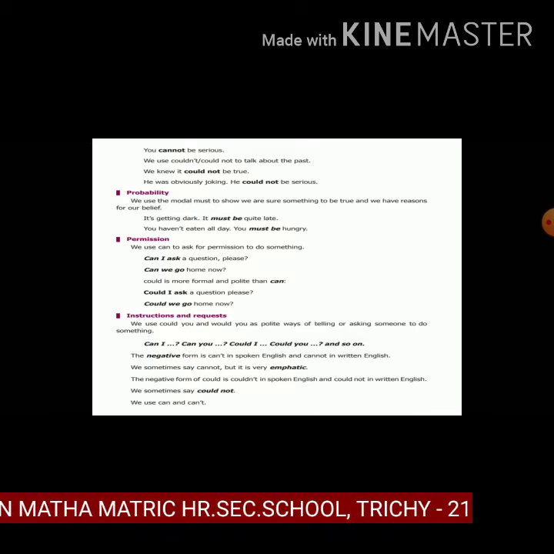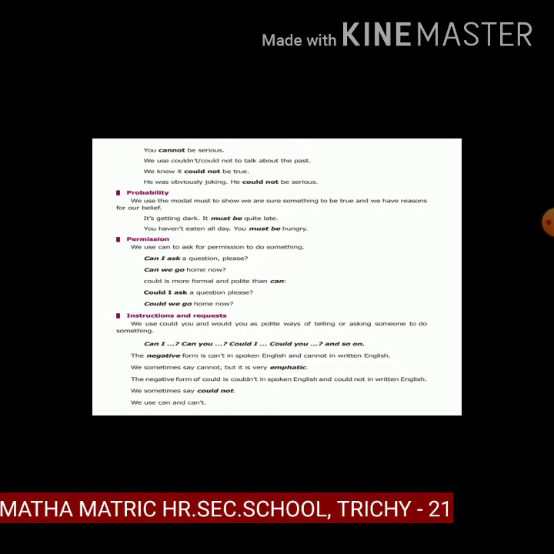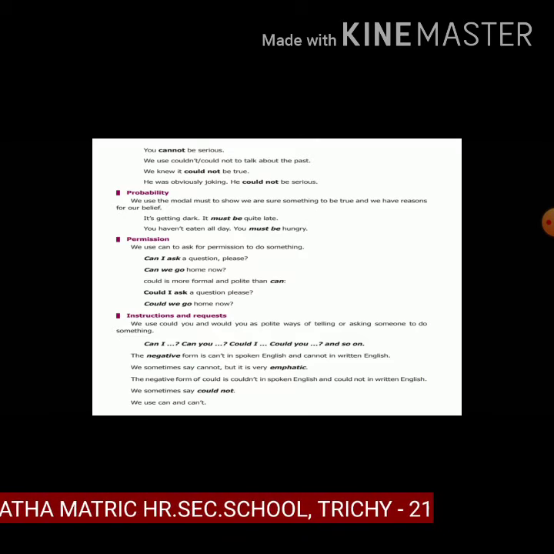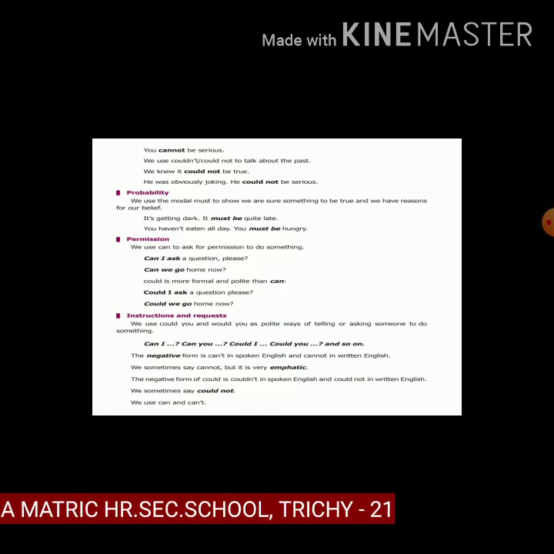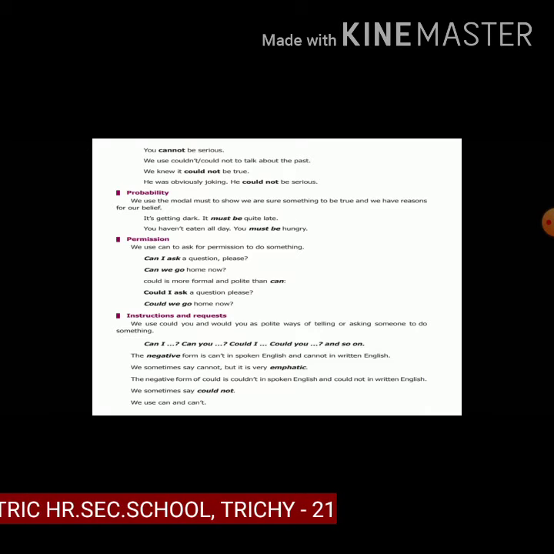The negative form of would is wouldn't in spoken English and would not in written English. When we are speaking, we can use the short form wouldn't, and when we are writing, we use would not separately. Okay, so that's a rule. We sometimes say could not. We use can and can't, the short form.